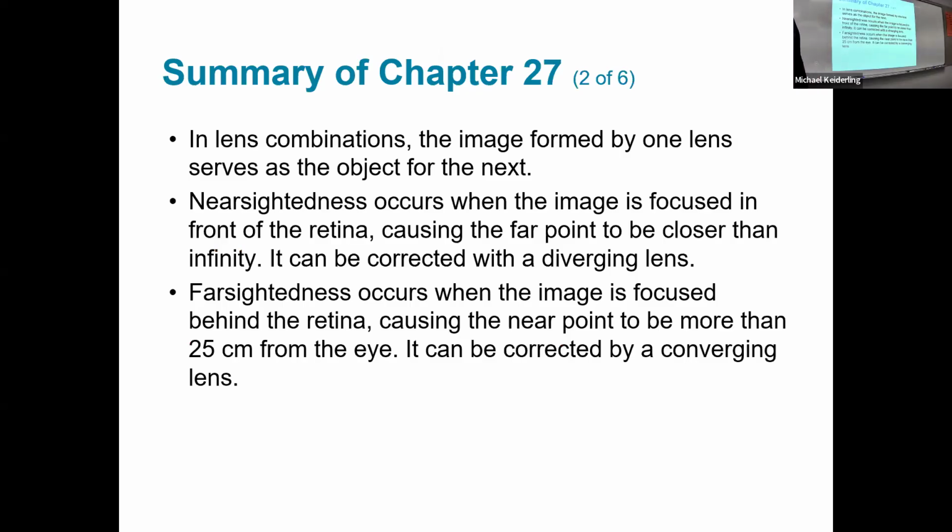In lens combinations, an image formed by one lens serves as the object for the next. Nearsightedness occurs when the image is focused in front of the retina, causing the far point to be closer than infinity. This can be corrected with a diverging lens. A diverging lens is a concave lens that is thinner in the middle and thicker on the edges. Farsightedness occurs when an image is focused behind the retina, causing the near point to be more than 25 centimeters from the eye. It can be corrected by a converging lens. This is a lens that is thicker in the center and thinner on the edges.